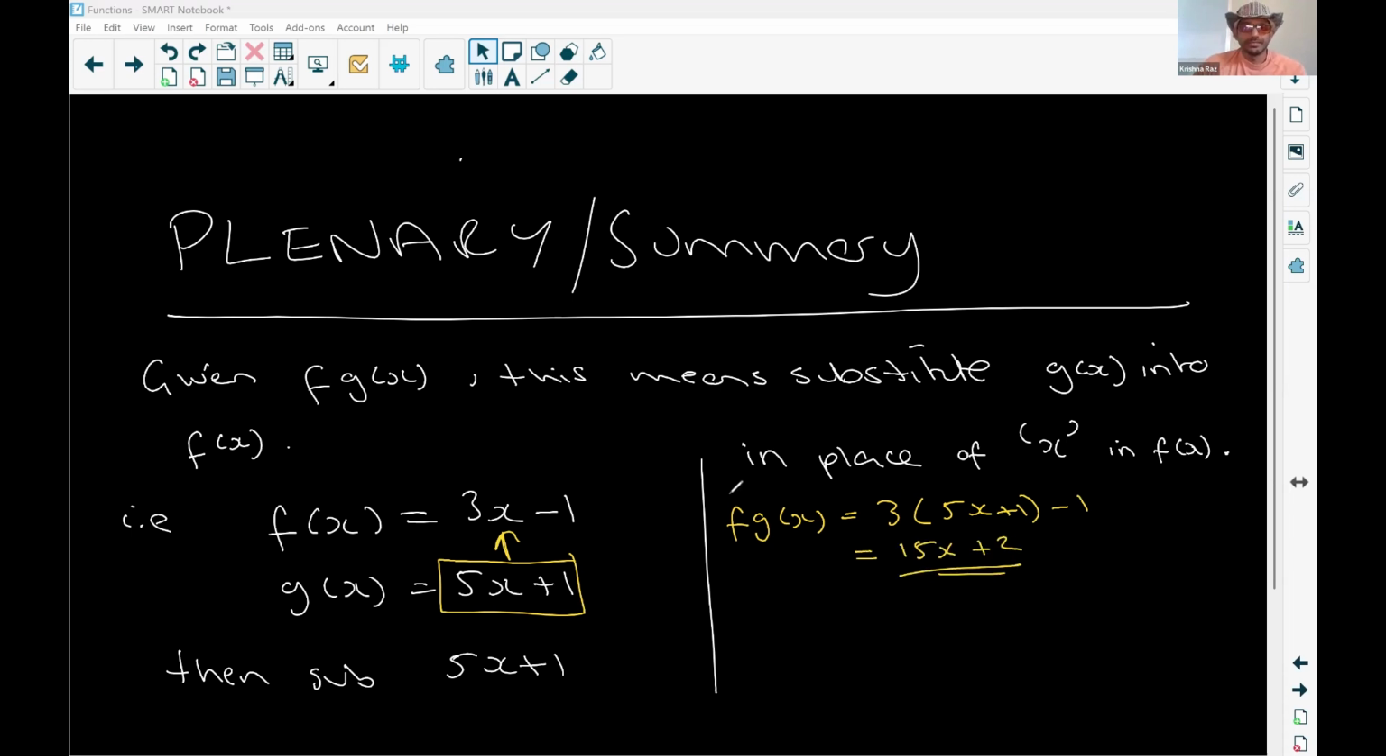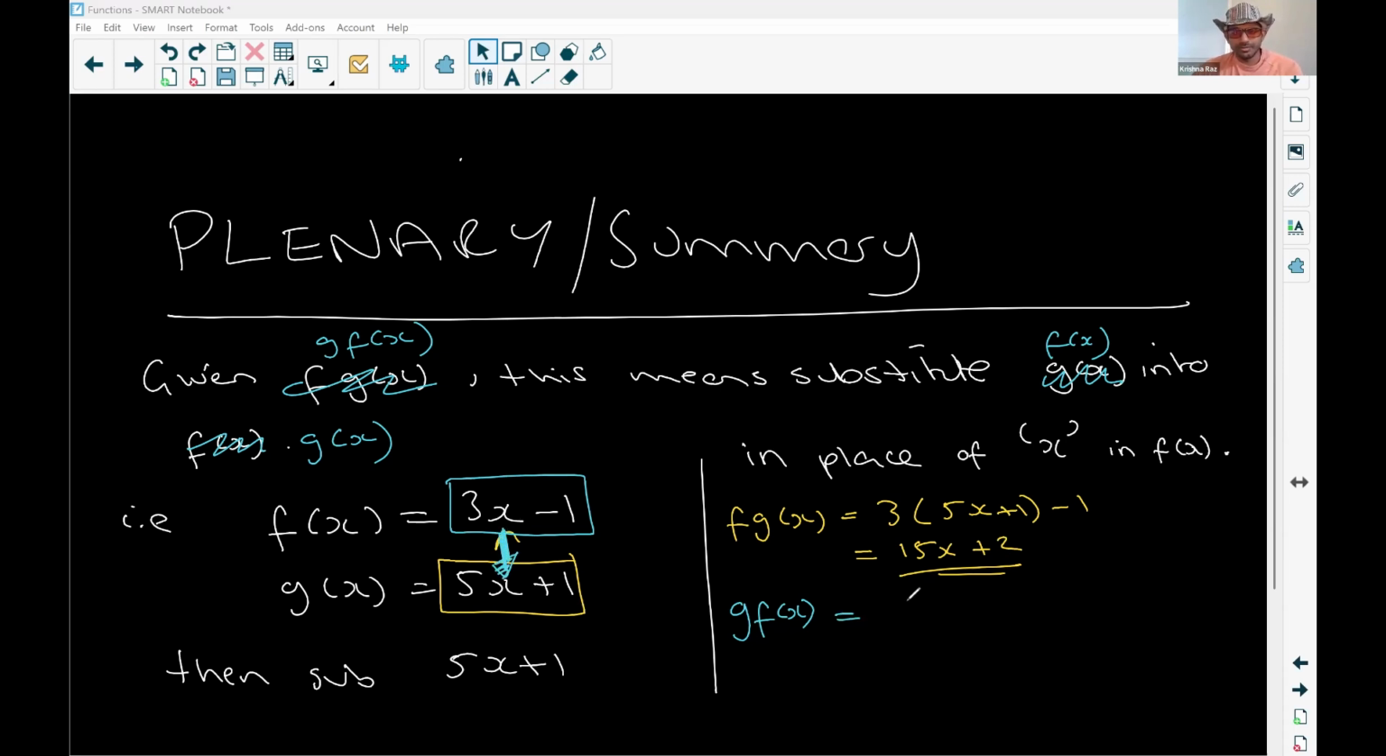Had we been asked to find it the other way round, say g of f of x, then this means substitute f into g. So this time, this would go in there. Now we've got 5 times (3x minus 1) plus 1, which gave us 15x minus 5 plus 1, which is 15x minus 4.